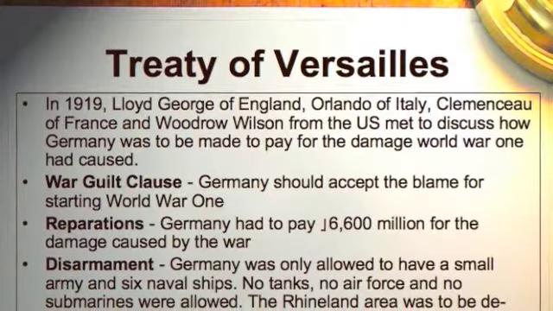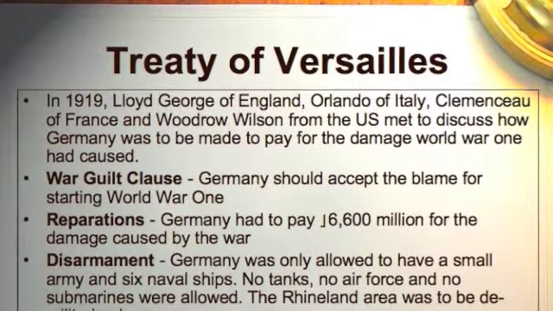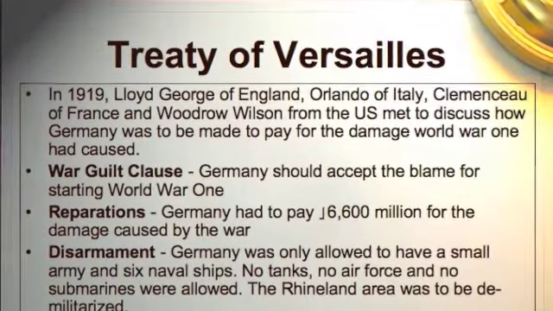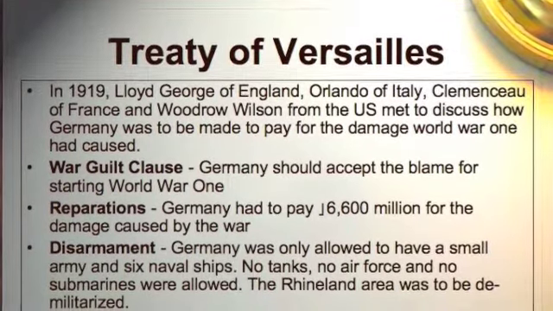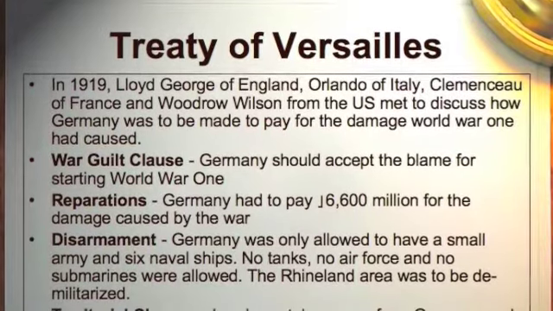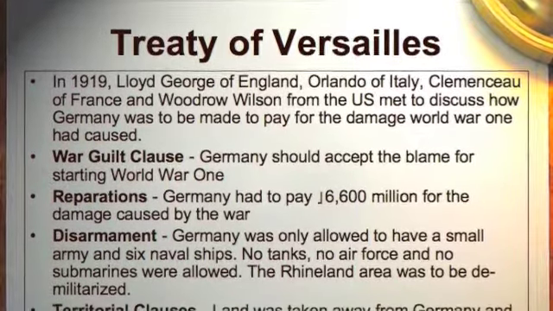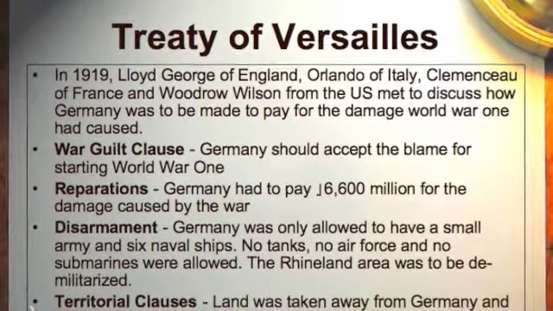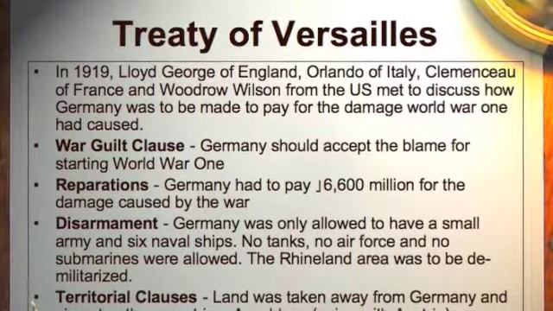At the end of World War I, Lloyd George of England, Orlando of Italy, Clemenceau of France, and Woodrow Wilson from the United States met to discuss how Germany was to pay for World War I. In France, they came up with the Treaty of Versailles. The treaty had many clauses. One of them was the War Guilt Clause. This clause stated that Germany should accept the blame for starting World War I.